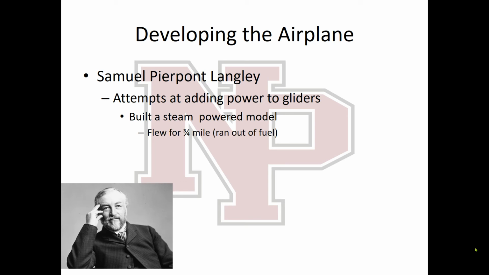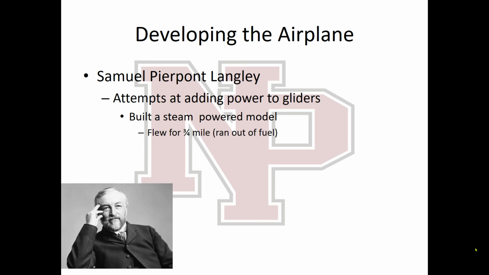But he was building a steam powered model, and his steam powered model actually flew for 3/4 of a mile. The only reason it stopped was it ran out of fuel, because there was no way to fuel the engine to keep the water hot to keep the steam going to enable it to fly any farther. And this was a model, so obviously it wasn't full size or anything. Nobody was flying it. It was just a model.